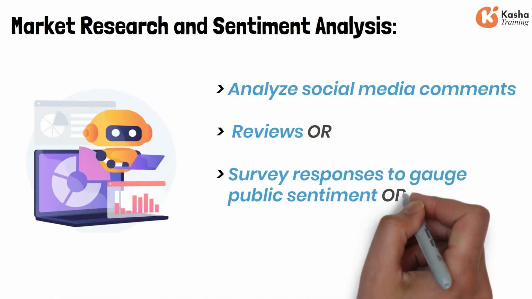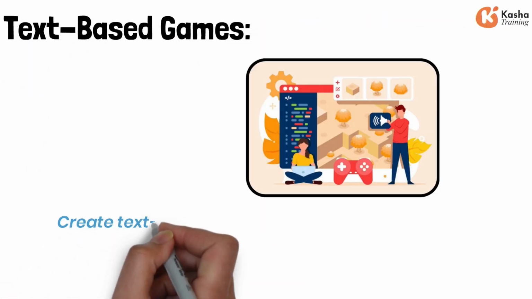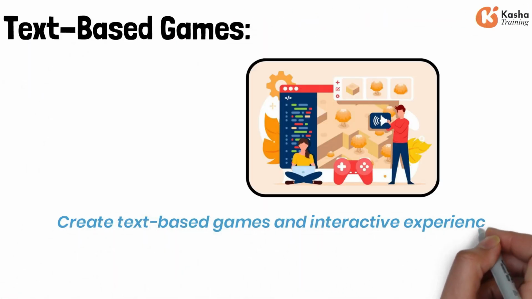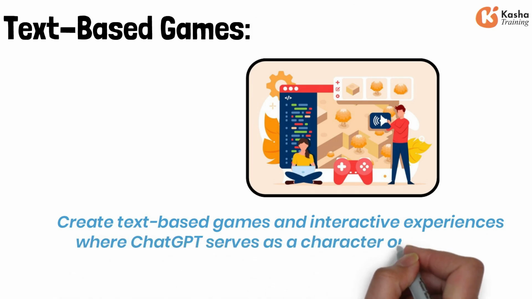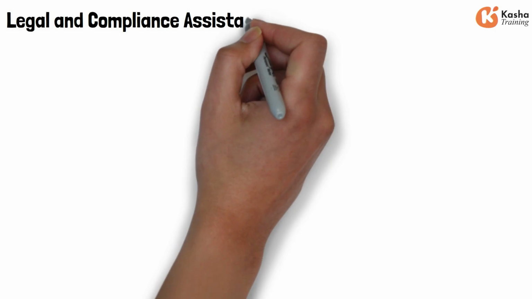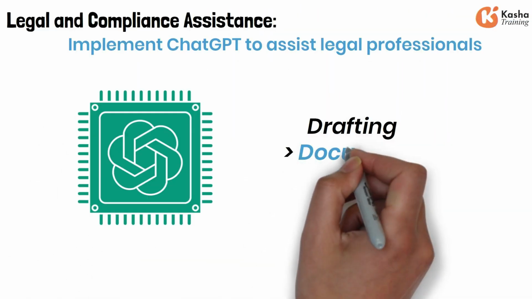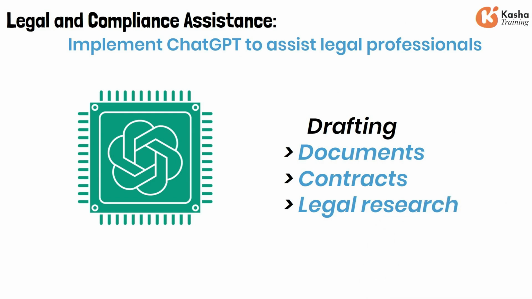Market research and sentiment analysis: use ChatGPT to analyze social media comments, reviews, or survey responses to gauge public sentiment or perform market research. Text-based games: create text-based games and interactive experiences where ChatGPT serves as a character or interacts with players. Legal and compliance assistance: implement ChatGPT to assist legal professionals with drafting documents, contracts, or legal research.